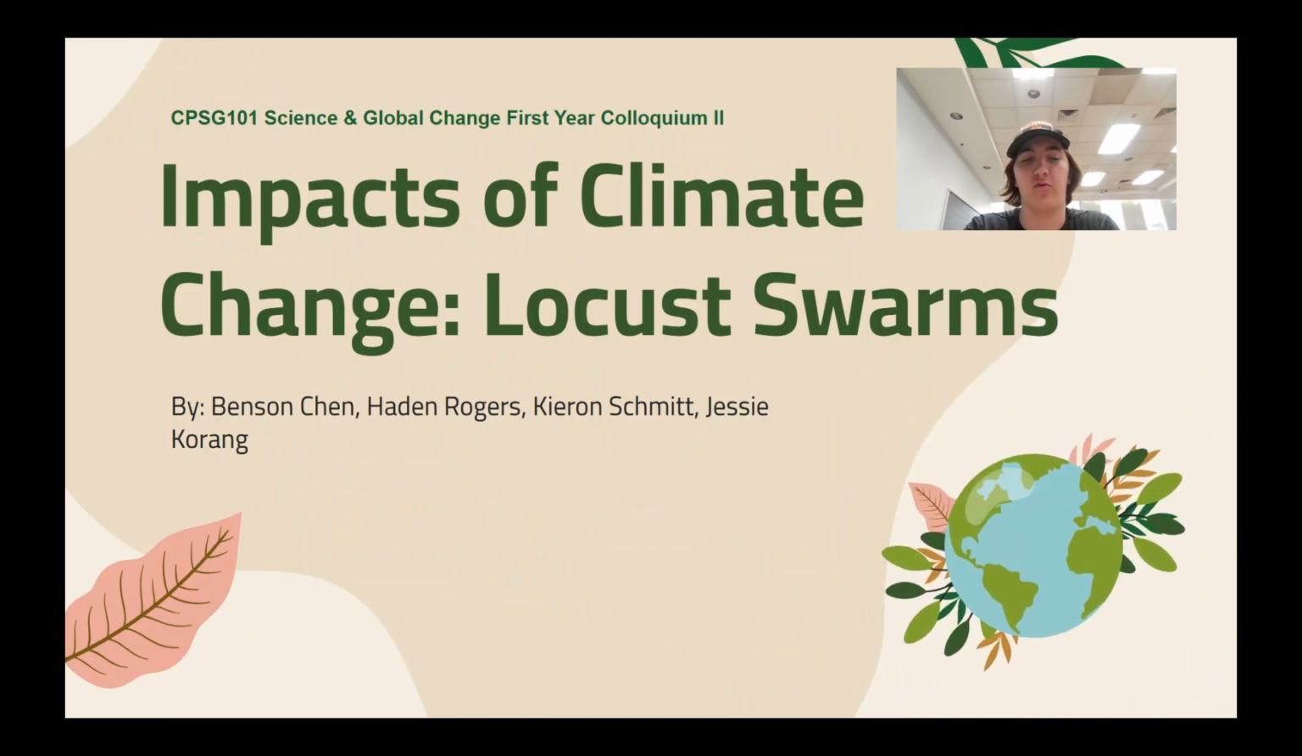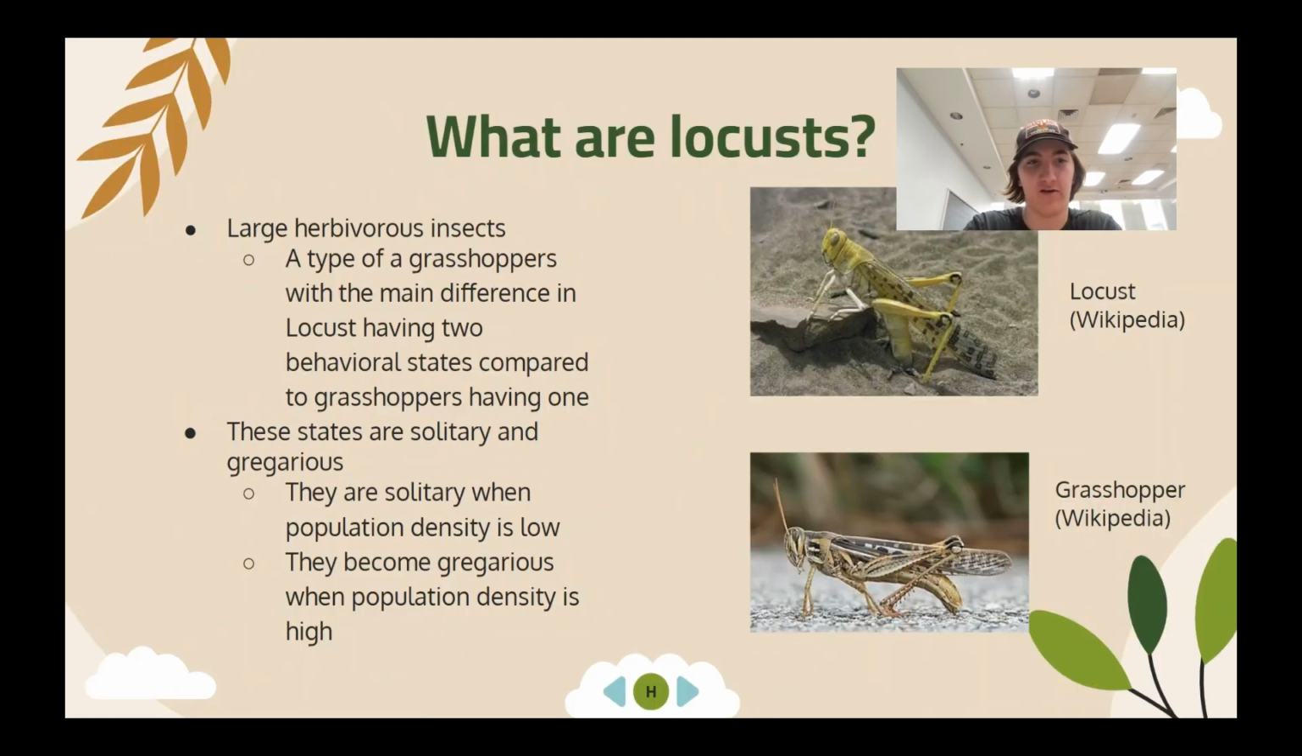So the first thing is, what is a locust? A locust is a large herbivorous insect, and it's actually a type of grasshopper, with the main difference being that locusts have two behavioral states compared to grasshoppers only having one. These states are solitary and gregarious. Locusts are solitary when their population density is low, and they become gregarious when their population density is high. As you can see, locusts and grasshoppers look pretty much identical despite some differences in color.